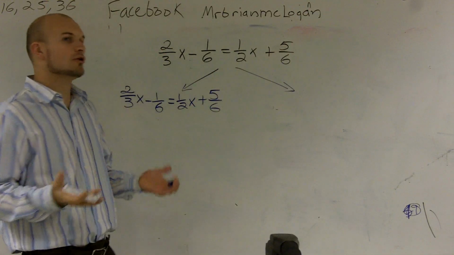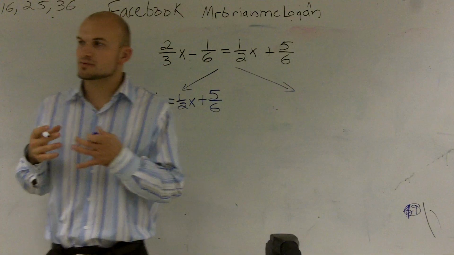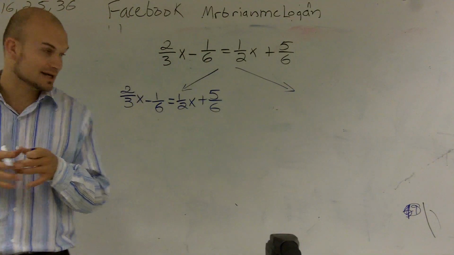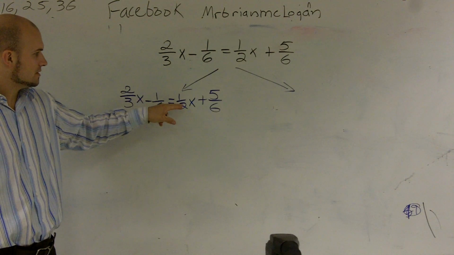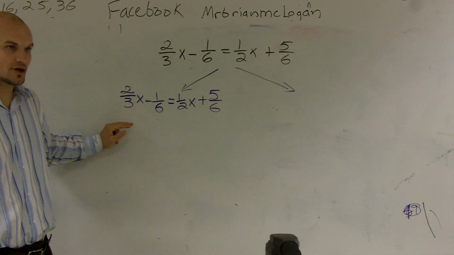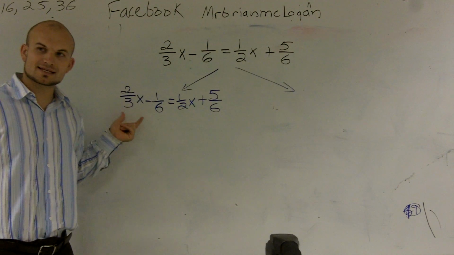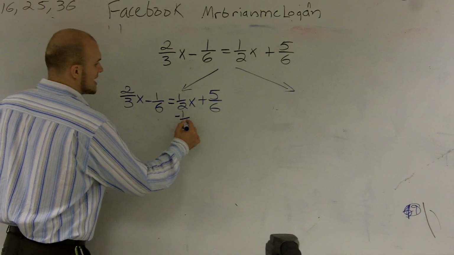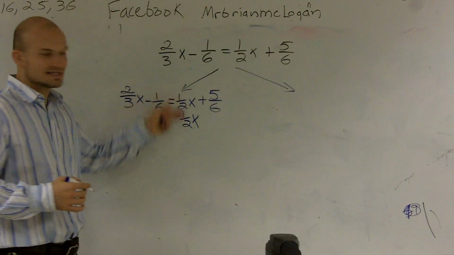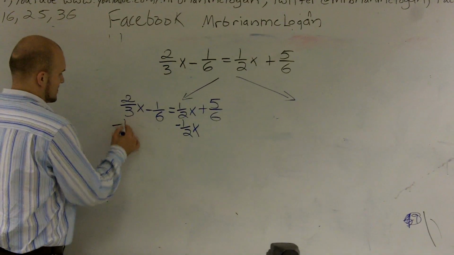Well guys, if you just use your normal operations, remember the first thing we want to do is get the variable on the same side. So I can either subtract my 1/2 x or my 2/3 x. And I usually like to get my variable on the left side unless it's going to give me a negative. So I'm going to subtract my 1/2 x. What that's going to do is get rid of my variable on the right side.